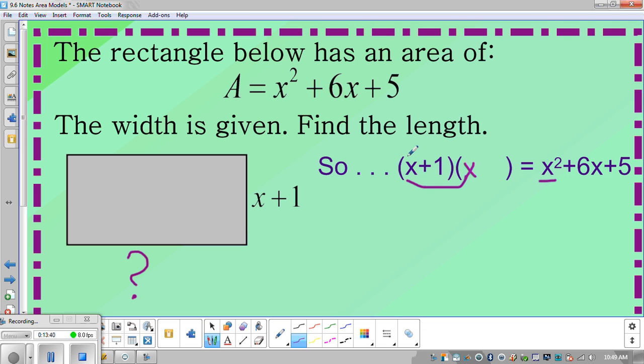If we picture distribution, x times x gives me the x squared. What I need to figure out right here is what number to put here. Well, when I get done distributing, the very last one is going to be 1 times something, which must equal this 5. Well, only 1 times 5 will end up equaling 5. So now if I visualize, x times x is x squared. X times 5, we'll go with a positive 5, but check ourselves. That will give me the 5x.